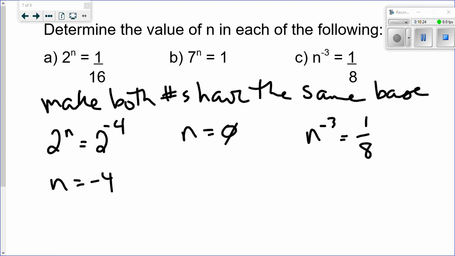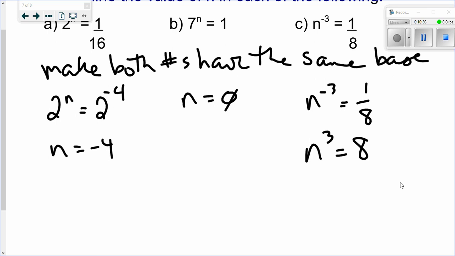Let's partly deal with things. Now, we know with that negative sign that we can turn it into a positive, into a regular old 8. From there, you're figuring out what number times itself 3 times is going to give you an 8.